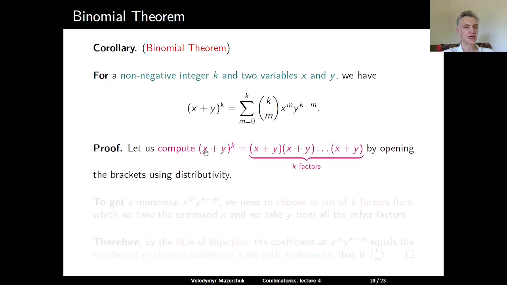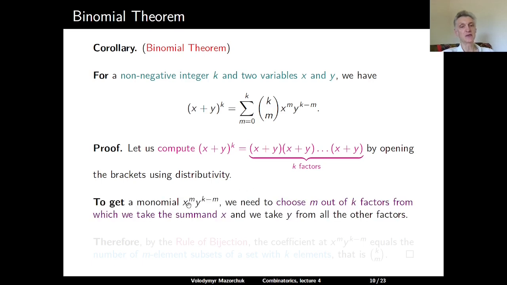Proof: let us compute (x + y)^k, which is a product (x + y) times (x + y) and so on, where we have k factors, by opening the brackets using distributivity between product and addition. So to get a monomial of the form x^m y^(k-m), we need to choose the summand x from m of these k factors, and from all the remaining factors, we need to choose y.